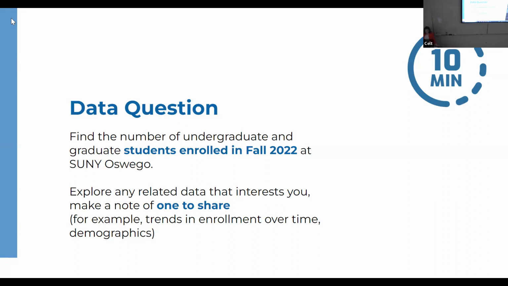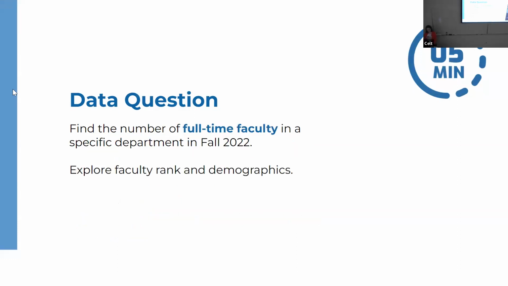Okay, so my next plan was to present a series of example data questions that you could explore and find through the dashboards. But it looks like we have a small group online, so we can tailor it to your data questions if you have anything particular. I'll show you what I have, and you can say maybe I want to look at other stuff. My next one was about full-time faculty, looking at faculty rank and demographics. Is that a good starting point for y'all, or should we switch directions?